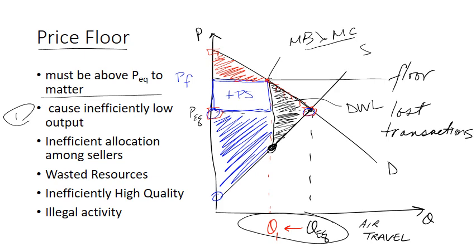On top of that, you also have another result we'll refer to as number 2. We get inefficient allocation among sellers. This new artificially high price allows some airlines to hang on even though they wouldn't have been competitive if you'd forced them to compete with other airlines that may have wanted to enter in. You're also going to get wasted resources. Number 3, you're going to get people who hang around and they shouldn't be here.